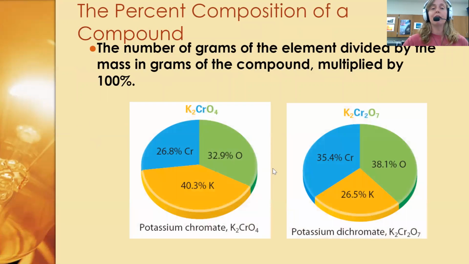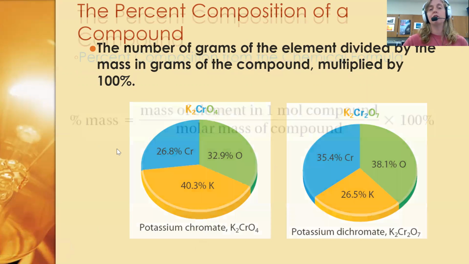Now, what if I give you a formula? Well, you know how to calculate the molar mass of a formula, where you're adding up all of your atomic masses. So that's what you see here in these pie charts: the number of grams of the element divided by the mass in grams of the compound, multiplied by 100%. So what we did here is we had K, Cr, and O. With the potassium chromate, I added up how much potassium is there, how much chromium is there, and how much oxygen is there. You add it all up to find the molar mass, and then you take each individual element divided by the total mass times 100. And this is how we got these percentages for these two different compounds.